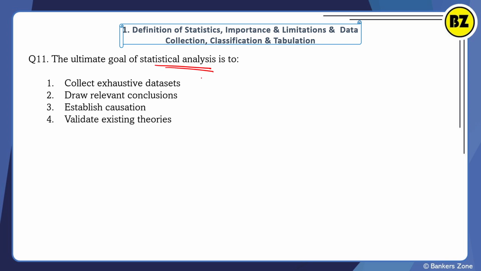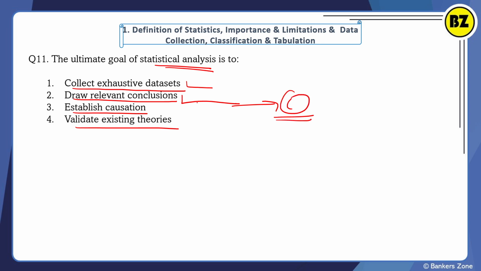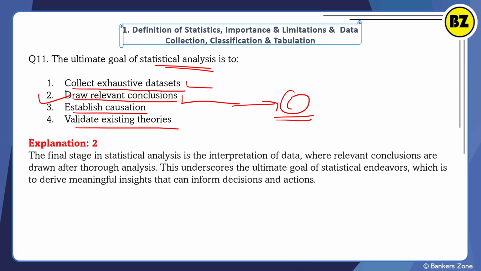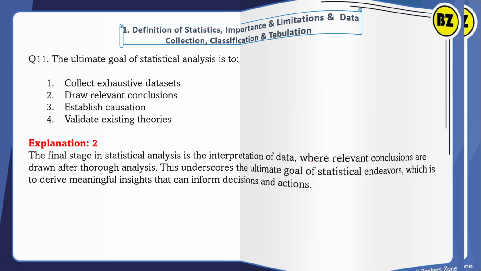The ultimate goal of statistical analysis is, see: collect exclusive data set, draw relevant conclusion, establish the caution and validate existing theory. So the most accurate here is to draw the conclusion, that's why we are studying the data. So the second is accurate. The final stage in statistical analysis is the interpretation of the data. Obviously, to conclude something from the available data, we are using statistical analysis. Second is the most accurate.